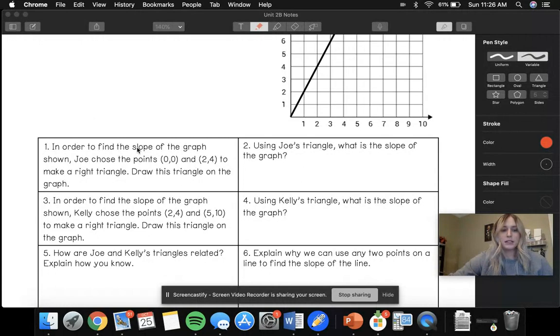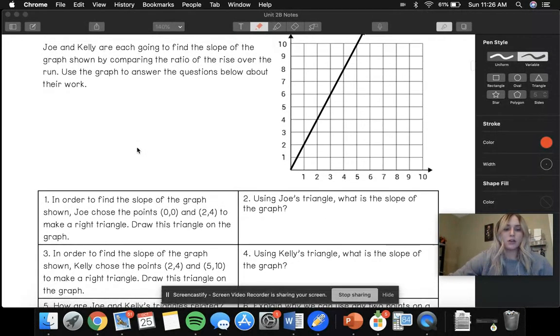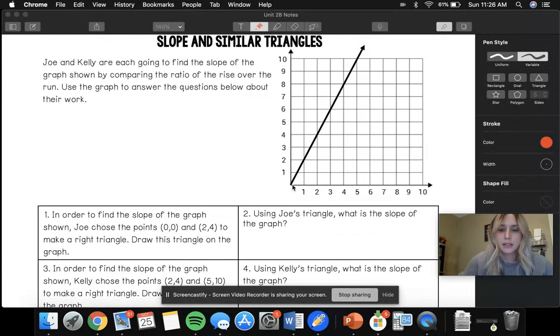So for question 1, it says, in order to find the slope of the graph shown, Joe chooses the points 0, 0, and 2, 4 to make a right triangle. Draw his right triangle on the graph. So we're going to plot 0, 0, and 2, 4. Okay, and we are going to draw that slope or that right triangle.